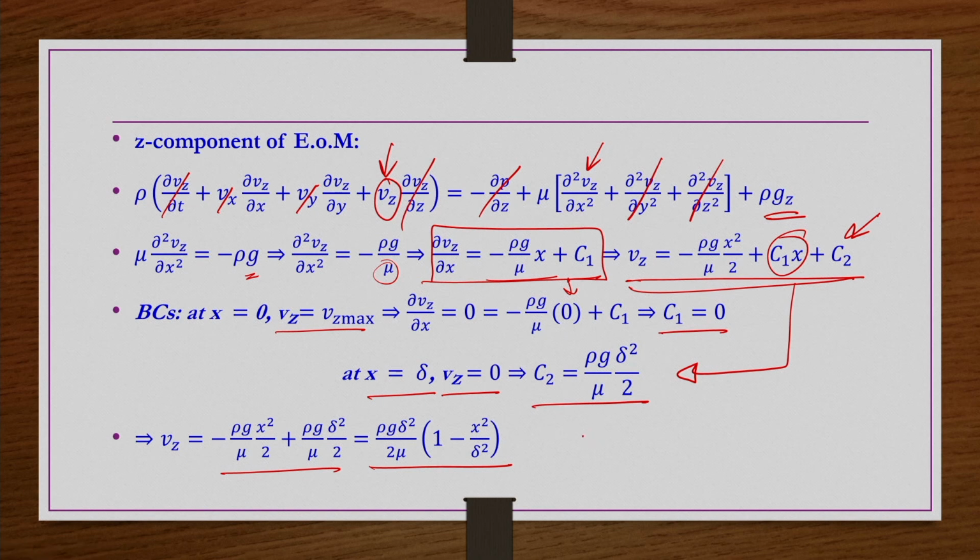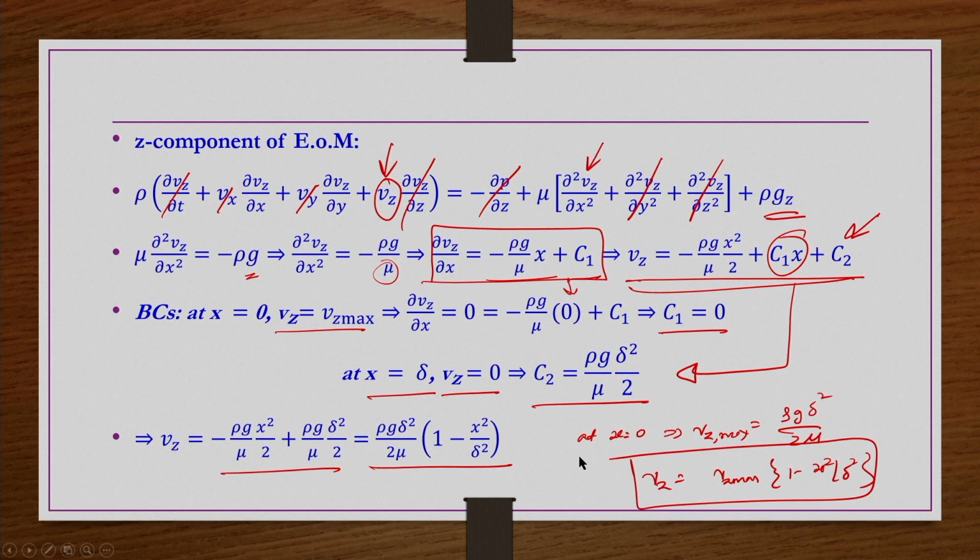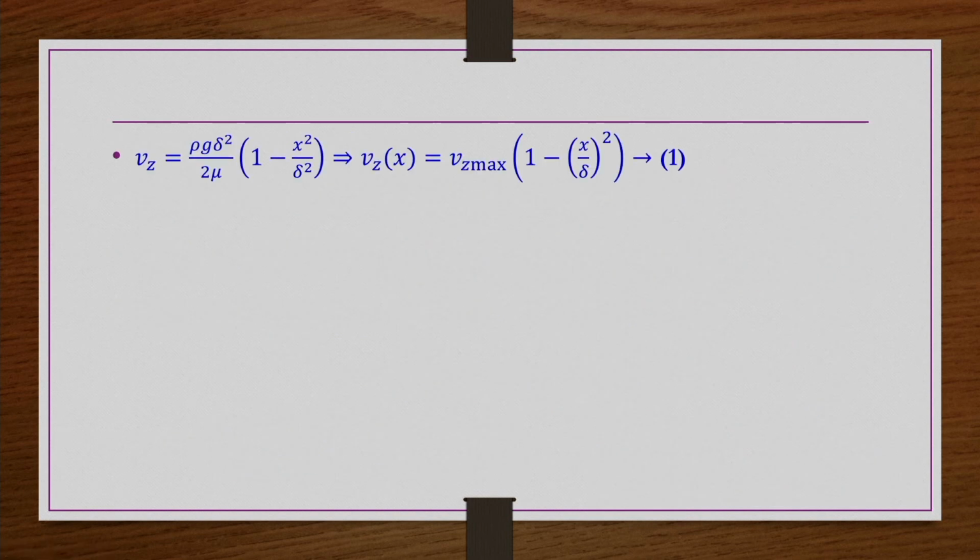And then maximum velocity, where are we having? At x equals 0, Vz is maximum. So Vz max equals rho g delta square by 2 mu, because x is 0 here. So this same equation we can write as Vz equals Vz max multiplied by 1 minus x square by delta square. So, that is given here. Now, velocity distribution you got it. Now, what we have to do? You have to find out the concentration profile.